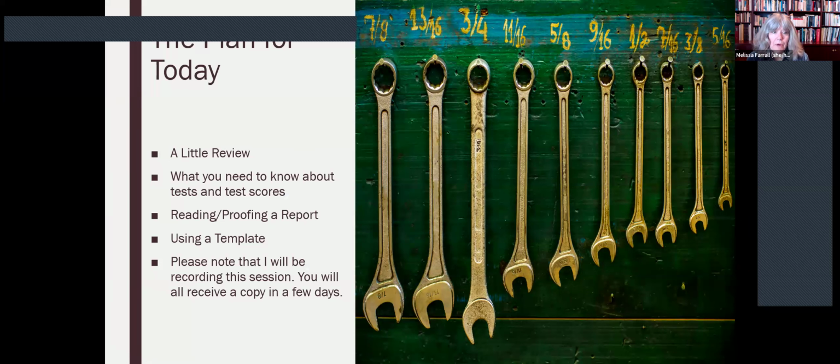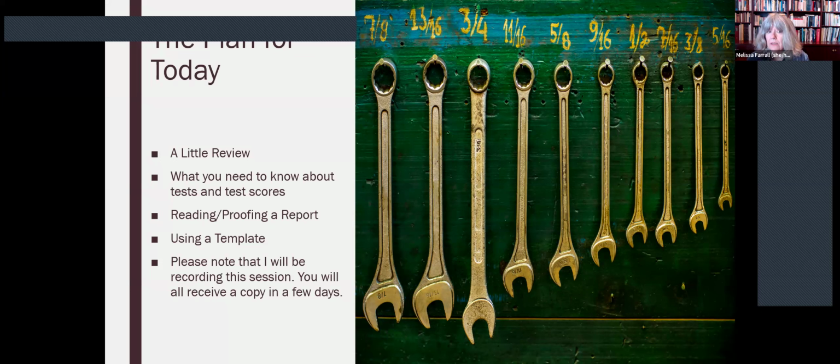Let's start with what my plan is for today. First of all, let me say that I'd like this to be a little bit less formal, rather than a lecture. So hopefully we'll get a little bit of discussion going. I thought we'd begin with just a tad of review, and then I wanted to talk a little bit about different kinds of tests and test scoring systems.